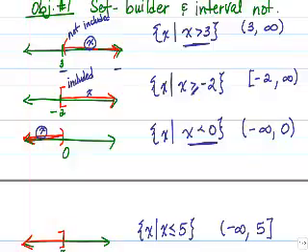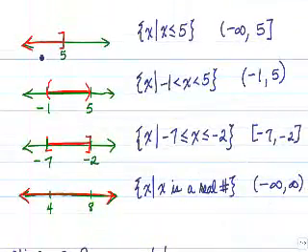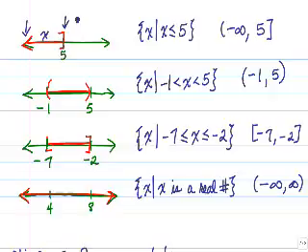A few more examples. One now that has a bracket and shaded to the left. These values that are shaded are less than or equal to 5, so we write the set of x such that x is less than or equal to 5. Denoted in interval notation from negative infinity, because that's our leftmost start point. Where does that end? And it ends at 5.